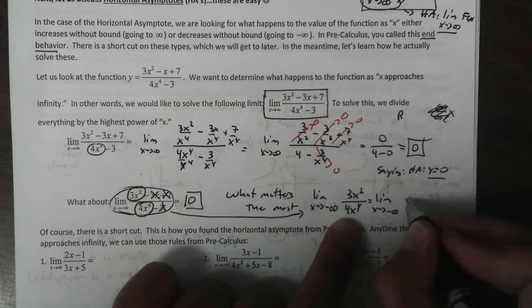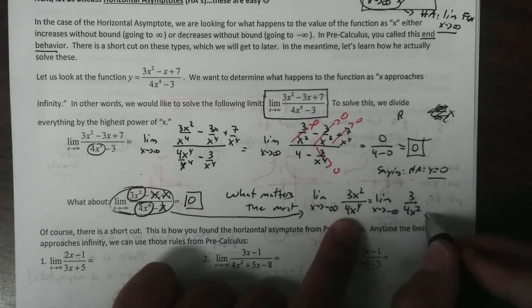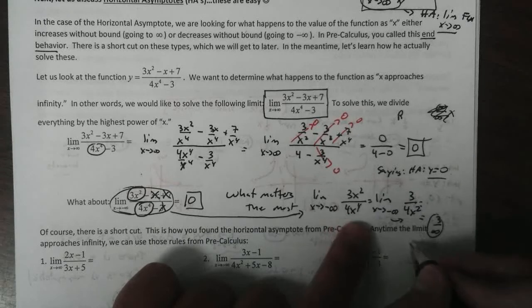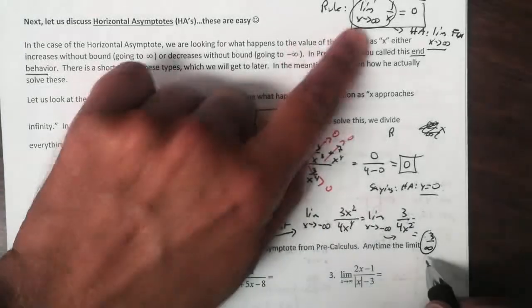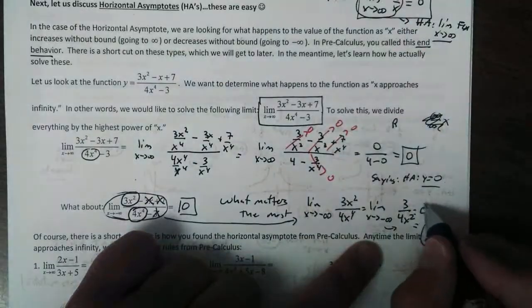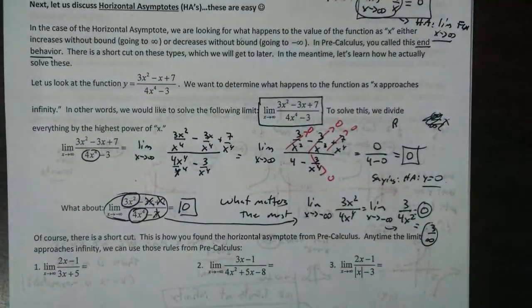As x goes to negative infinity, we would get 3 over 4x squared. In other words, we would get 3 over infinity if I were to plug that infinity in now. And we just said anything over infinity is basically 0. Right there. So there's our answer.